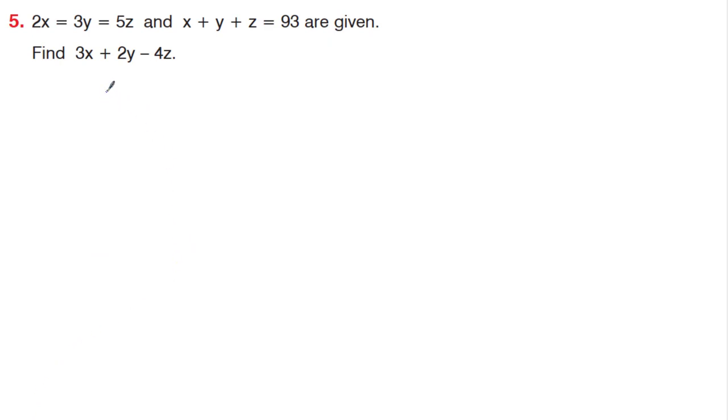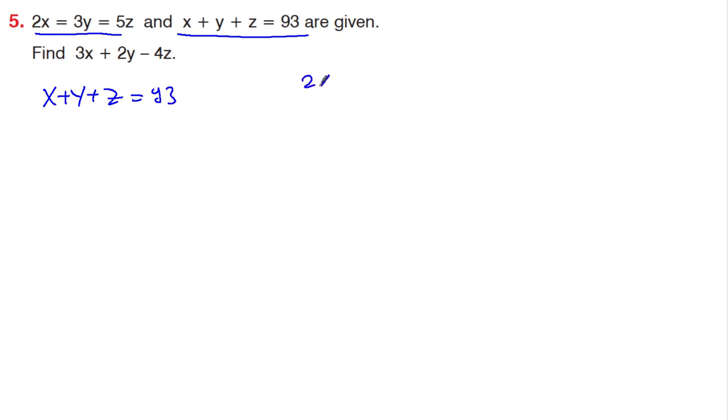It's given that 2x is equal to 3y is equal to 5z, and it's given that x plus y plus z is 93. Well, from these two equations, we can solve for x, y, and z. How can we do that? Well, I know that x plus y plus z is 93.